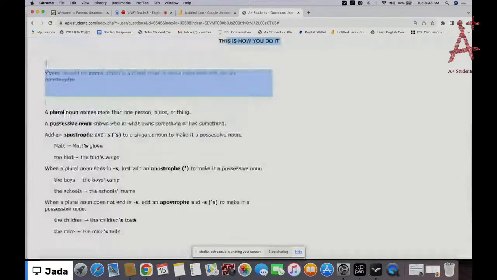Again, it says that when you want to make a singular noun possessive, all you need to do is add apostrophe and s. And when a plural noun ends in s, just add apostrophe after. And for a plural noun that does not end in s, all you need to do is add apostrophe and then add the s. So that's it.